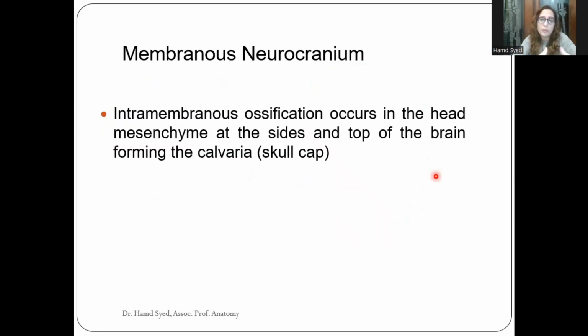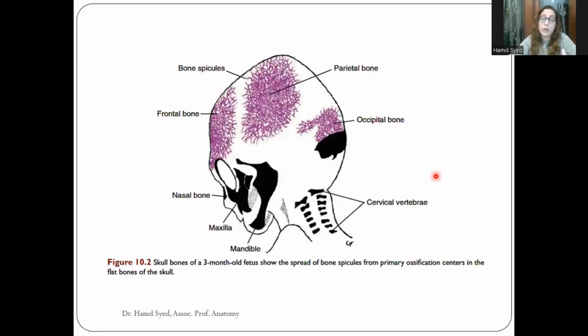Now let's talk about first the membranous neurocranium, that is the skull cap. This is the part which is present on the top and sides of the skull. And over here, these are the plates of bones. You can see the frontal, the parietal, and occipital bone, which are formed by a method which takes place during intrauterine life, that is the intramembranous ossification, in which the membranous tissue appears first, and in later stages of development, it is replaced by the bony or osseous tissue.